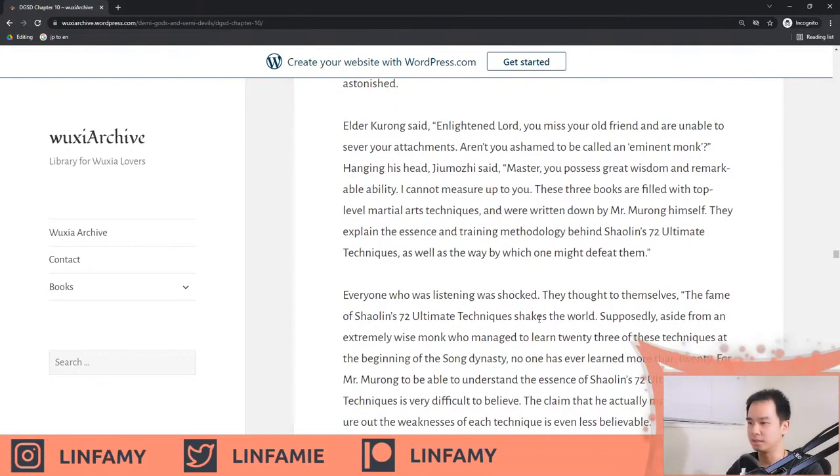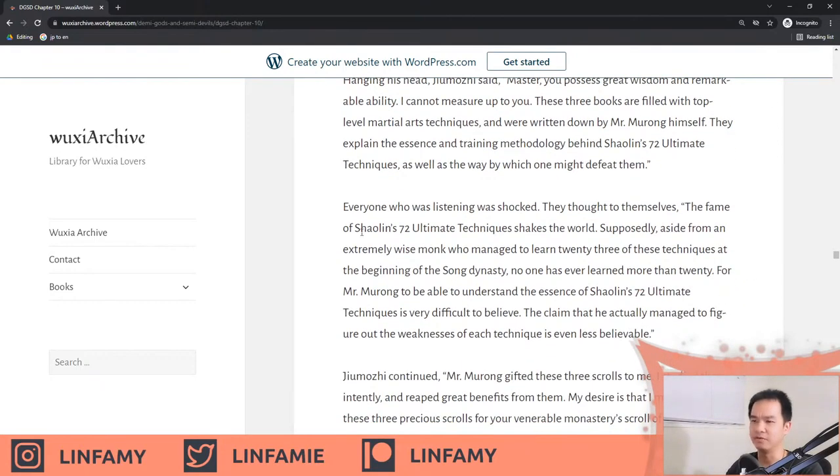Everyone who was listening was shocked. They thought to themselves, the fame of Shaolin's 72 ultimate techniques shakes the world. Supposedly, aside from an extremely wise monk who managed to learn 23 of these techniques at the beginning of the Song dynasty, no one has ever learned more than 20. For Mr. Murong to be able to understand the essence of Shaolin's 72 ultimate techniques is very difficult to believe. The claim that he actually managed to figure out the weaknesses of each technique is even less believable.